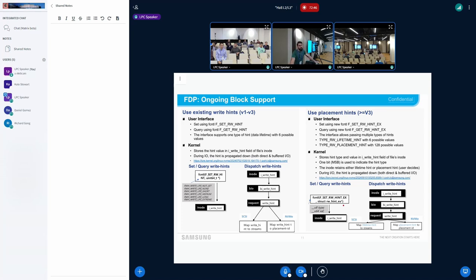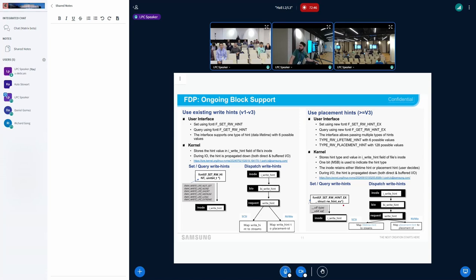So the first attempt that we have that was very simple, is the hint in the kernel. It's kind of a lie because the NVMe protocol does not think of temperature. But in the NVMe protocol, we can map the 5 hints and then, you know, people don't like that because it's not generic. Not generic.